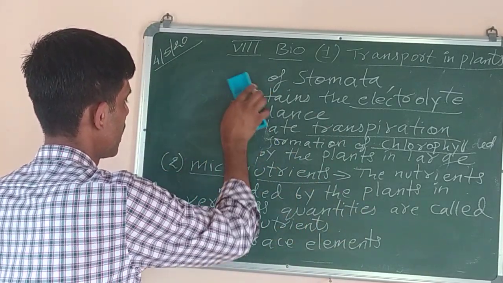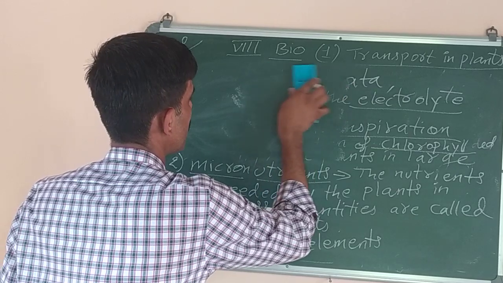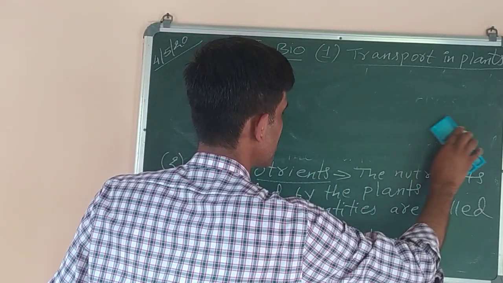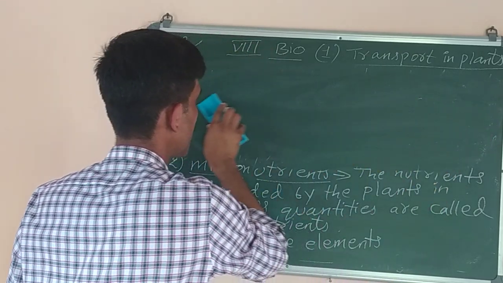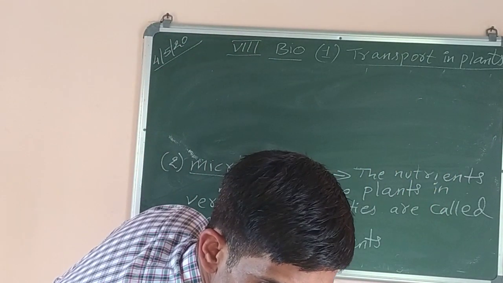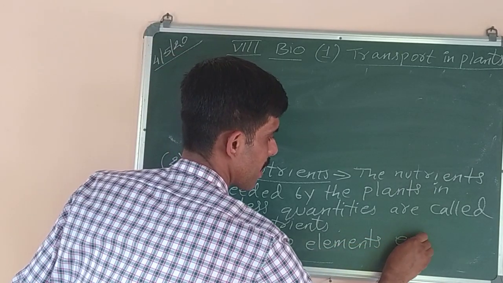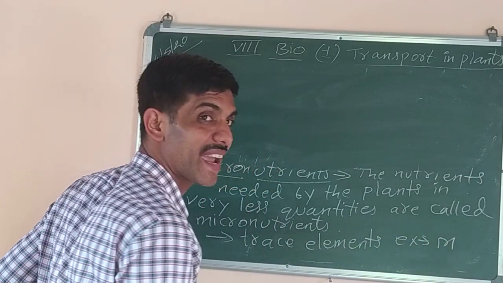For this we have to rub. Now two examples of micronutrients, which are needed by the plants in very less quantity, and what is their function, like manganese and zinc. Example also you can write here. Just now we studied one, magnesium.